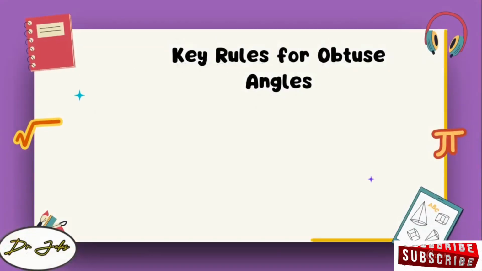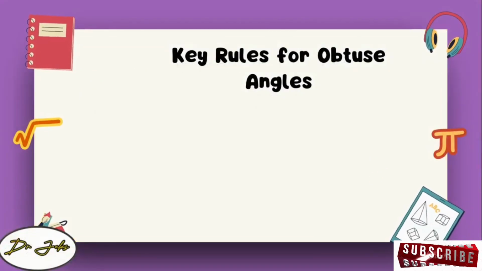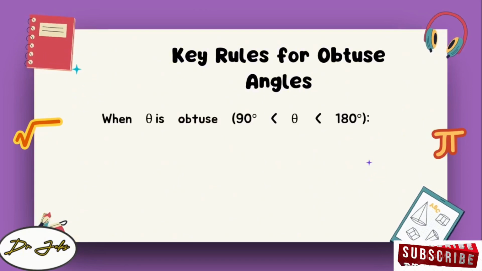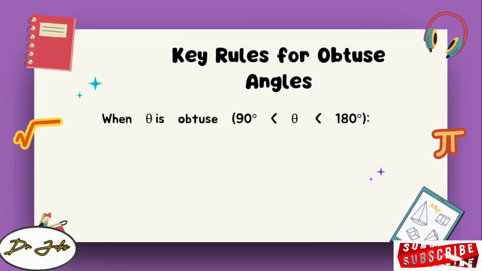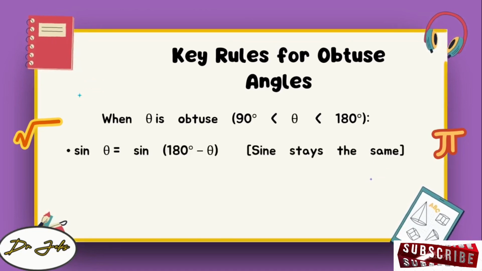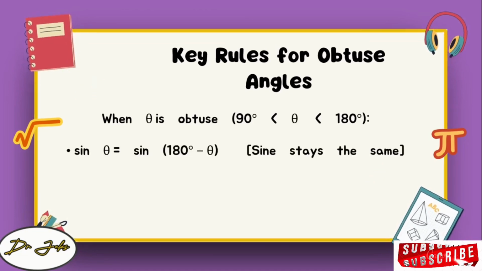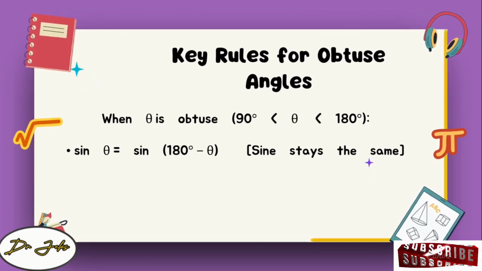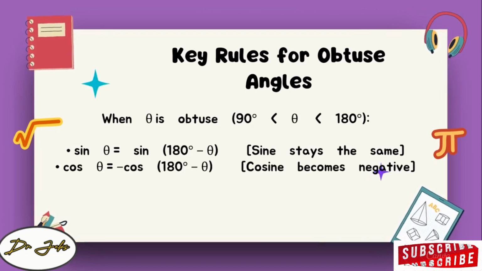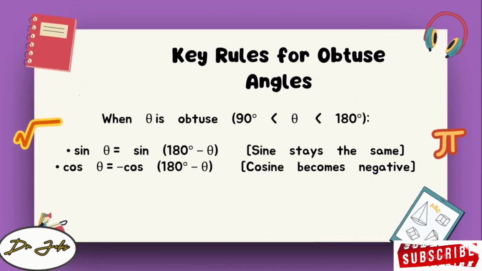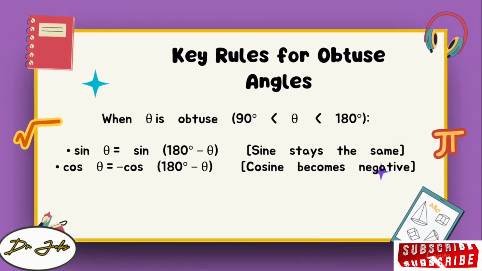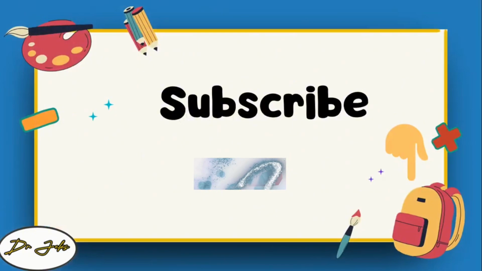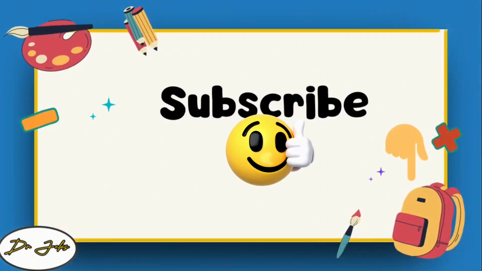So what's the big rule here? Here's the golden rule you want to remember when theta is obtuse. That is, when it's between 90 degrees and 180 degrees. The sine of theta is equal to the sine of 180 degrees minus theta. In other words, same sine value. The cosine of theta is the negative of the cosine of 180 degrees minus theta, so the cosine becomes negative. And that's how you can figure out the sine and cosine of obtuse angles using just a little geometry, a unit circle, and some clever thinking.